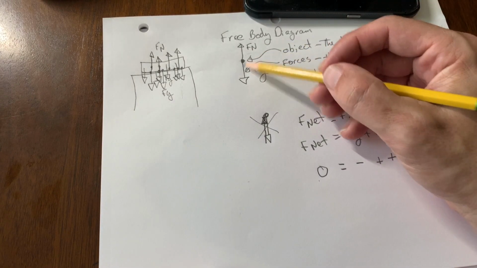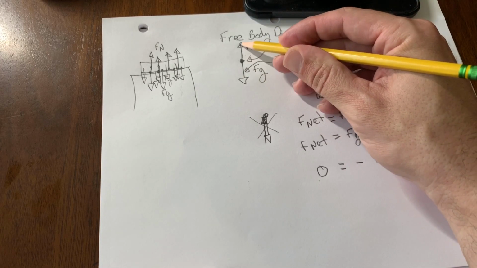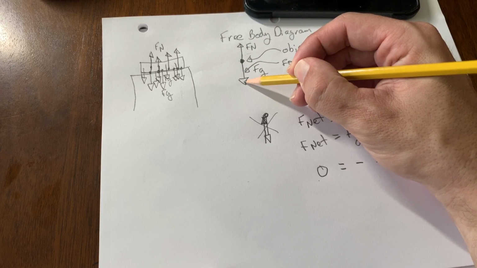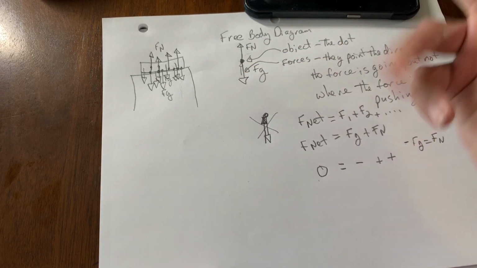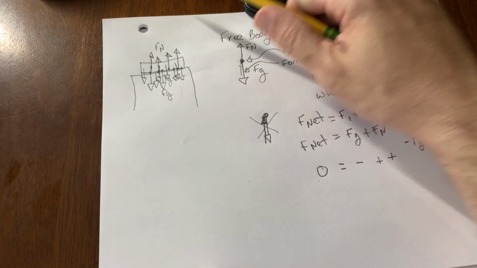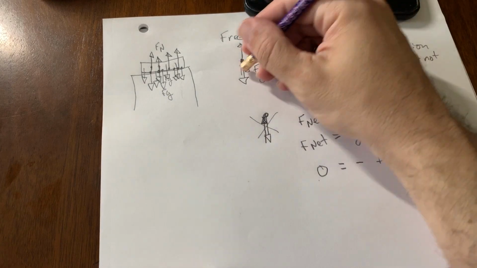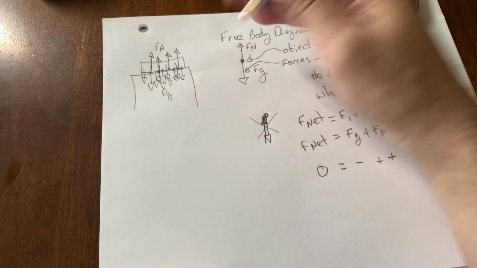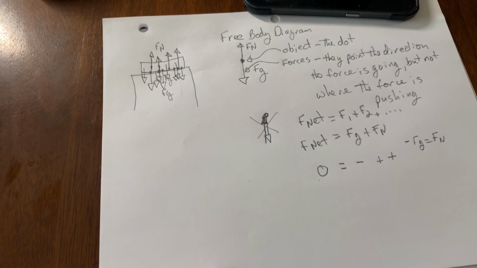So that's why we actually draw it like this, where we start from the object and draw in the direction the arrow is going, even though the actual force may be right here. Okay? So be careful of that when you're drawing your free body diagrams. They always go away from the dot in the direction that they're pointing.